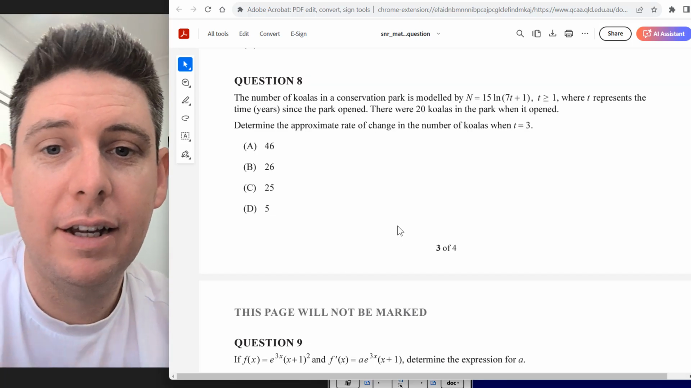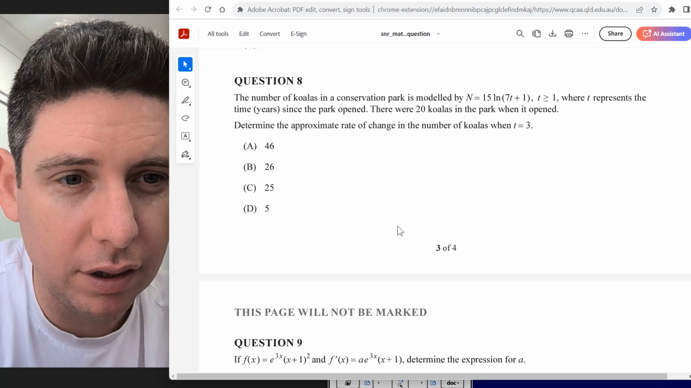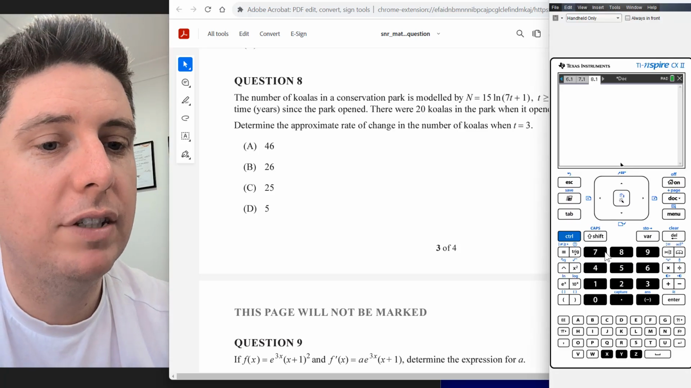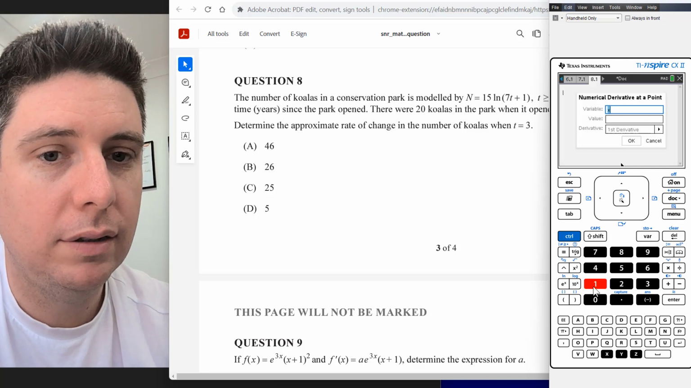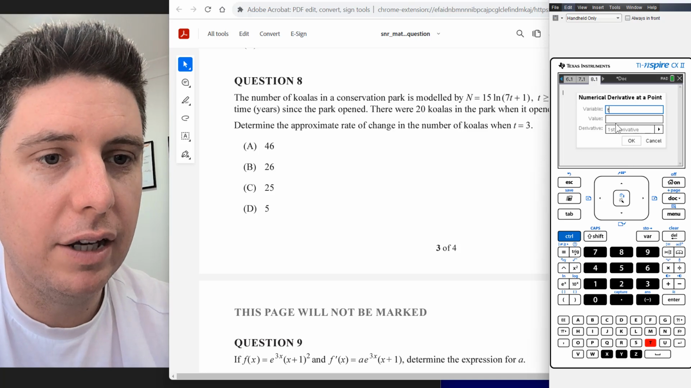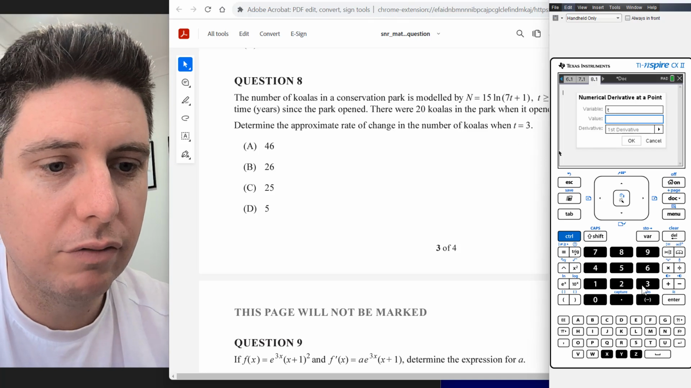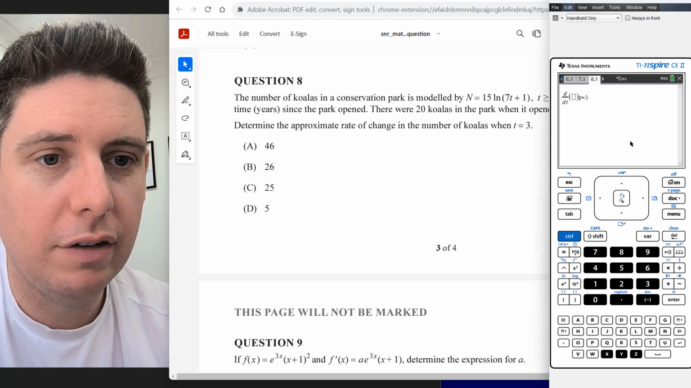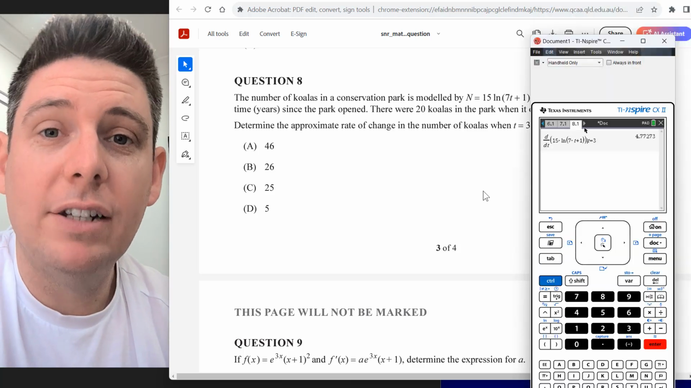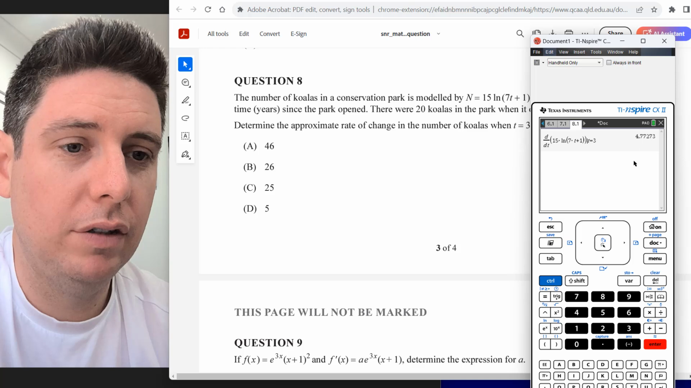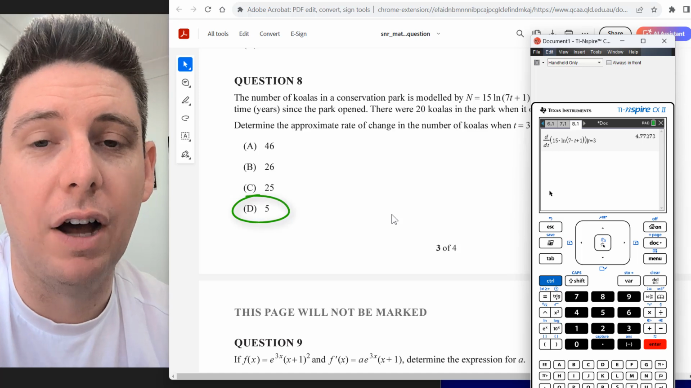All right, question 8. The number of koalas in a conservation park is modeled by the following log function. So again, rate of change, derivative. So we're going back to menu, calculus 1. Let's make it t in years. And we're looking for koalas when t equals 3. The first derivative, so we're going to type in the function. So that is the rate of change. So 4.77, which if we round up is 5. So the answer to 8 is D, 5.